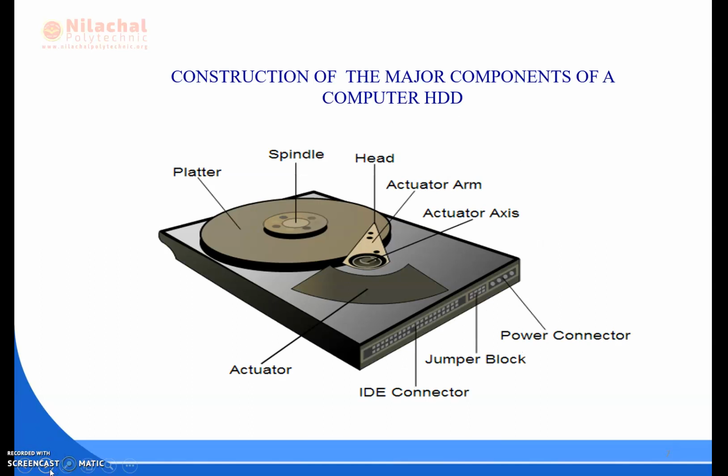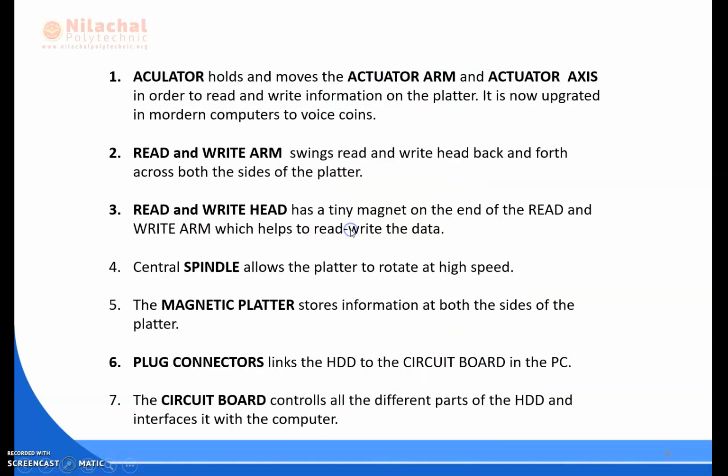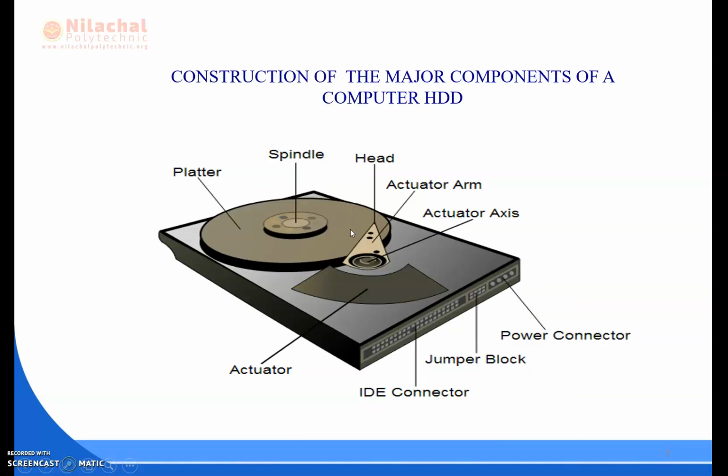So here you can see one image of the construction of the major components of a computer hard disk. This is the magnetic platter, or magnetic coated platter, where data is stored digitally. Here we can see one spindle, which helps to hold the set of platters and also helps them to rotate, and helps us to read and write the data.